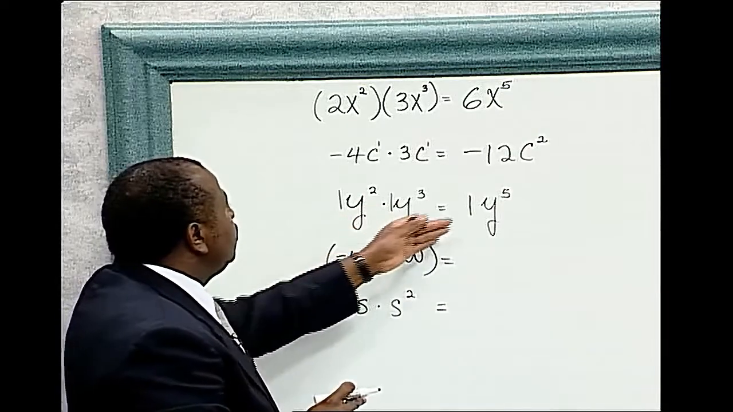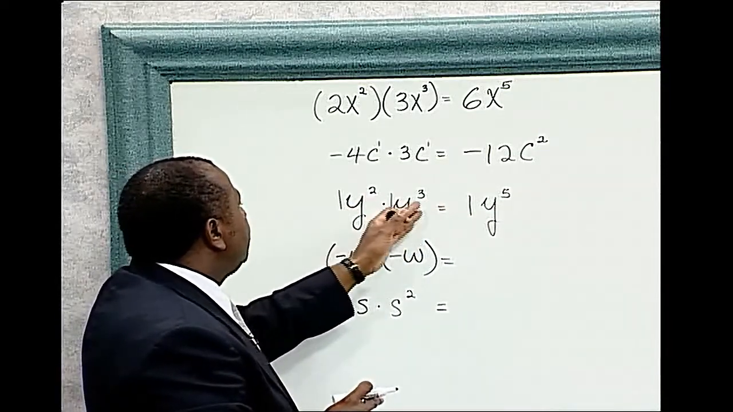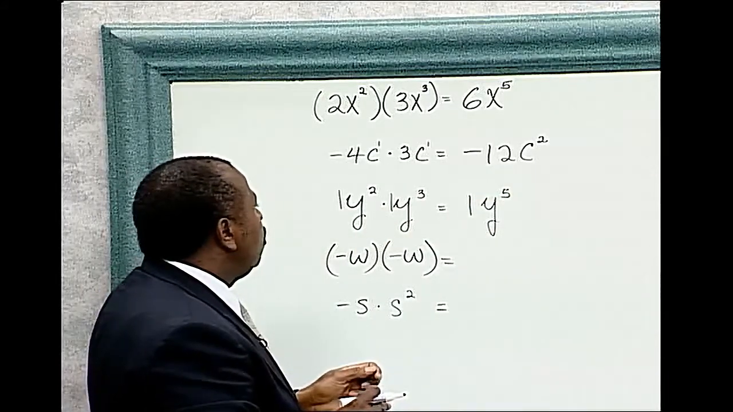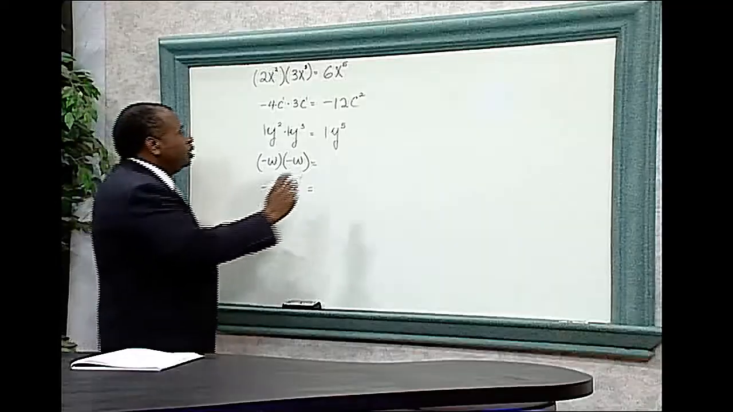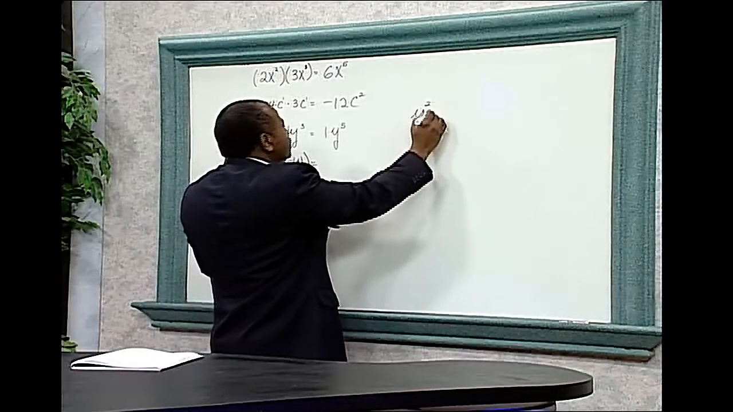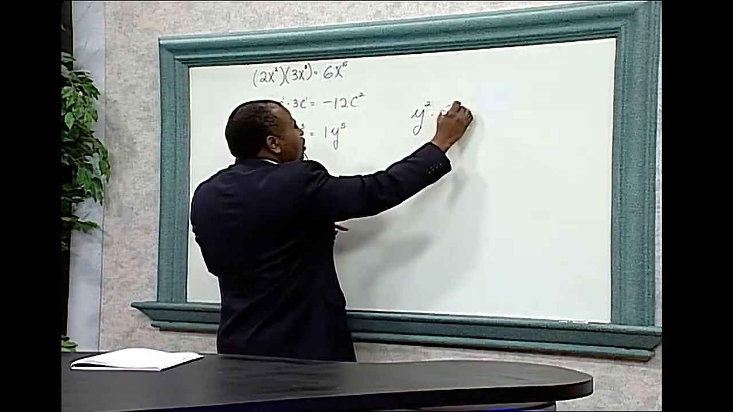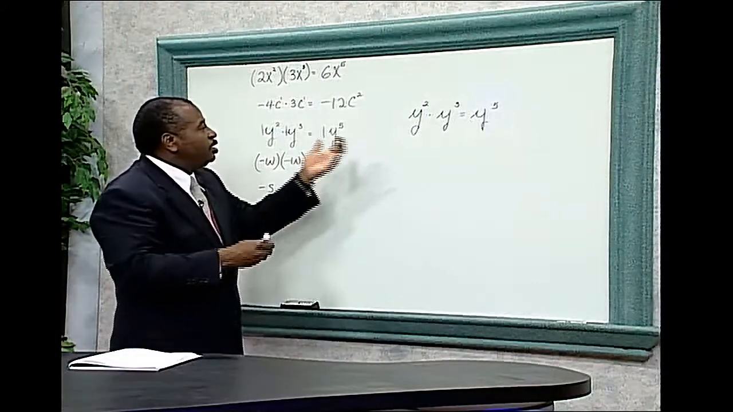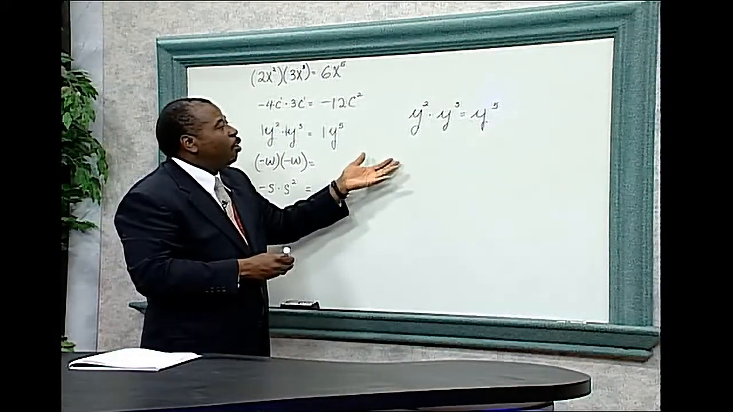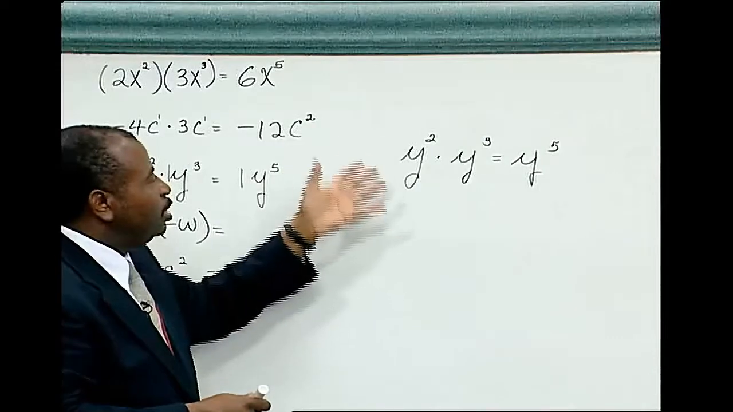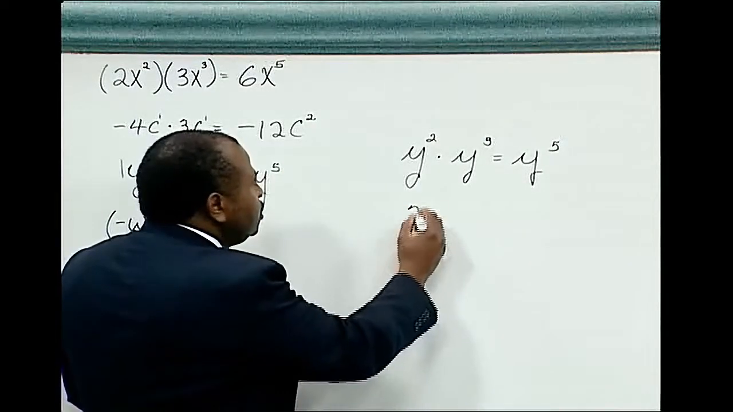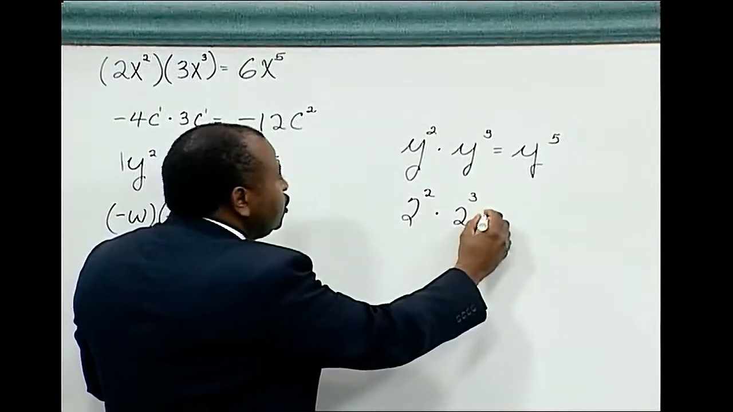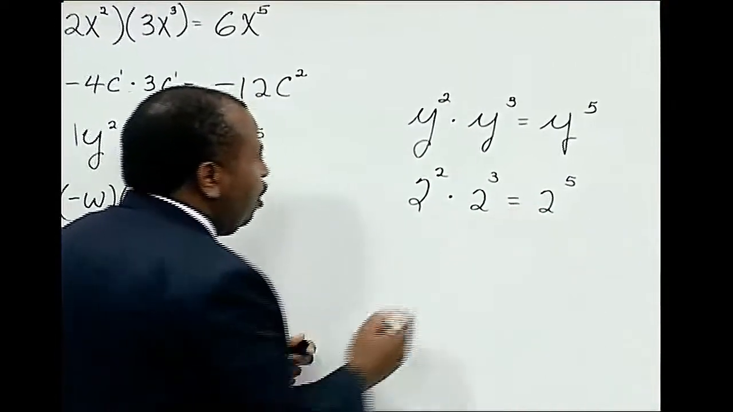Now, let me show you the proof that y to the second power times y to the third power is equal to y to the fifth power rather than y to the sixth power. Let's just pick a number and substitute that number in for y. In this case, I'm going to use the number 2. 2 to the second power times 2 to the third power should equal 2 to the fifth power.